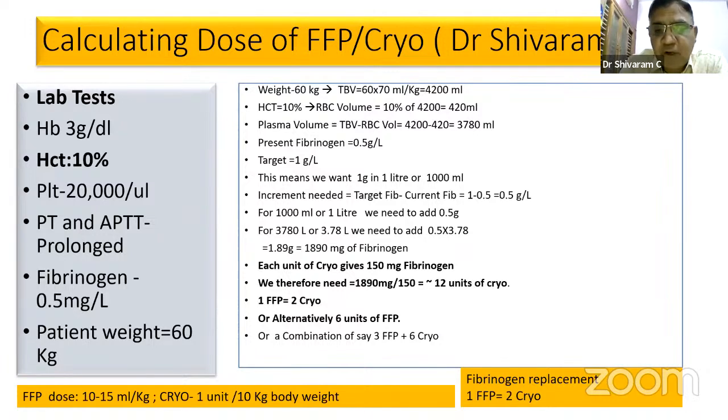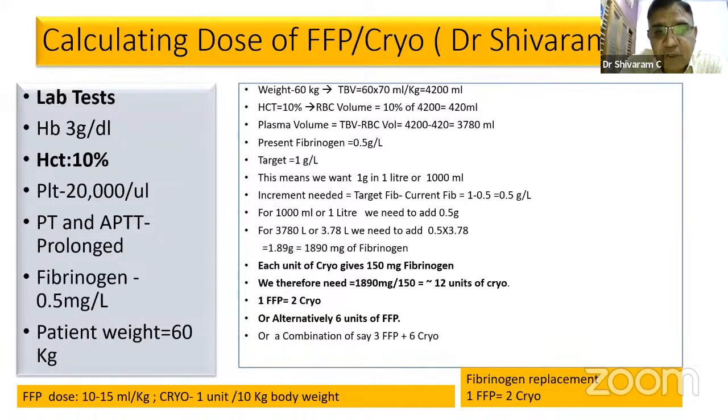Let us say we want a minimum level of 1 gram per liter because the patient is bleeding, still oozing post-surgery. That means we need to add another 0.5 gram, 1 minus 0.5, so 0.5 gram per liter is what we need to add. The patient already has 0.5. That means for every liter, we should add 0.5 gram.